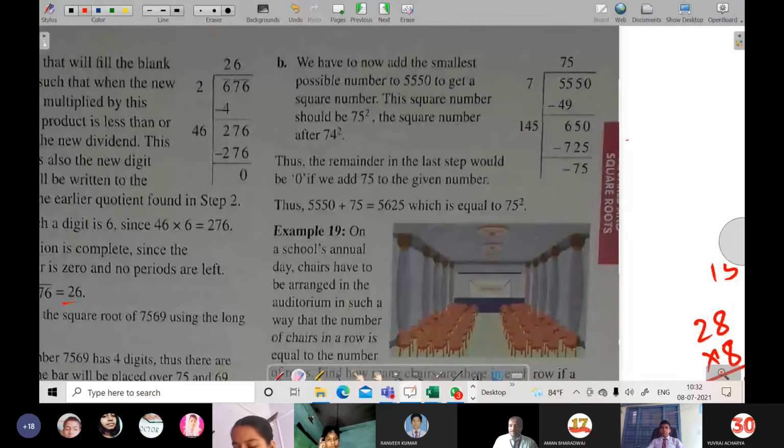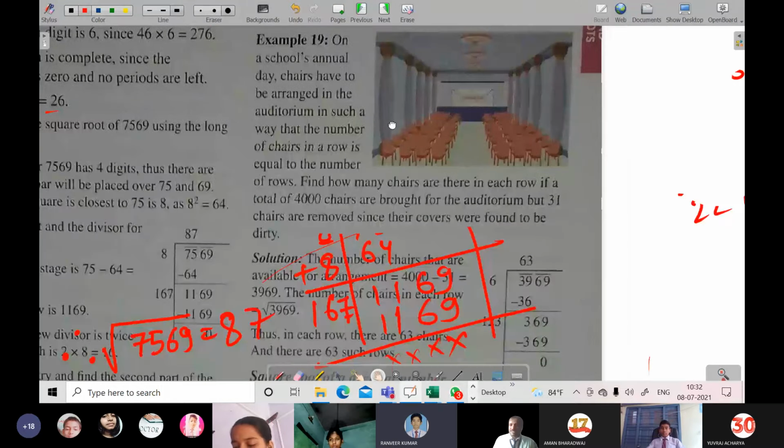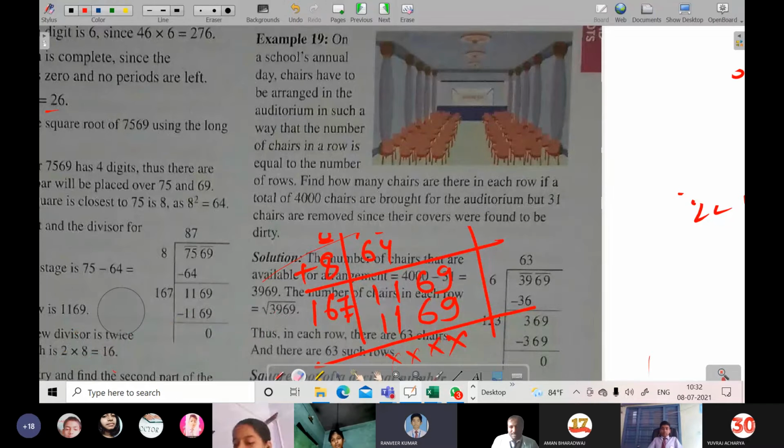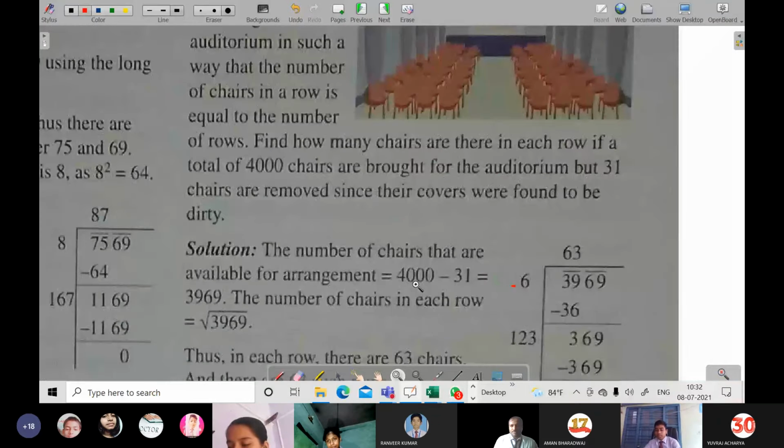Is it clear? In adding, we have to take the larger number, and in subtracting, we have to take a smaller number. Bigger number you can say. In subtracting, you have to take a small number. Clear to everyone? Yes, sir.